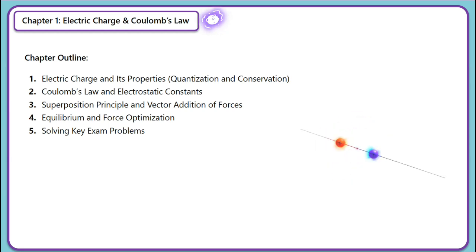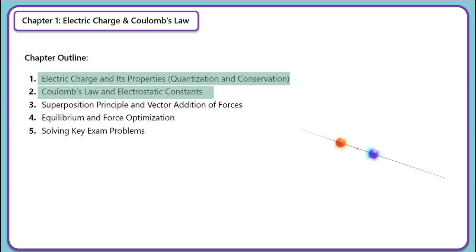Chapter 1. Electric charge and Coulomb's law. In this chapter, we will study the fundamentals of electric charge and Coulomb's law. First, we review the basic properties of electric charge, including quantization and conservation. Then, we move to Coulomb's law and the key constants used in electrostatics.